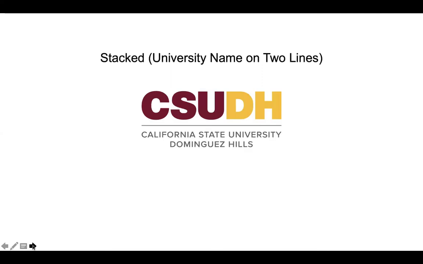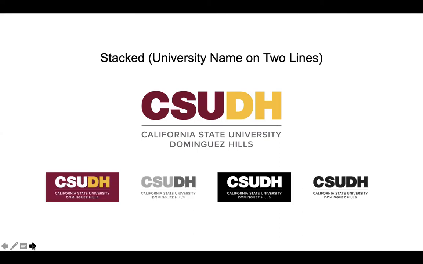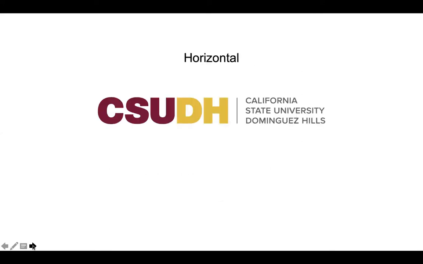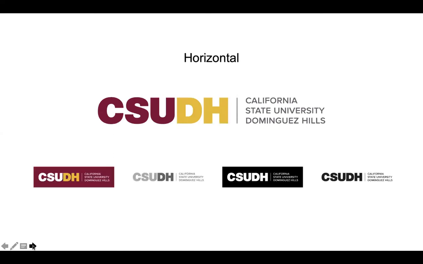The next variation of our logo is stacked with the university name on 2 lines. You'd use this when you need the university name to be read from a distance. So usually on university signage, we see this logo. It also has the same variations. Then we have the horizontal. You do want to use this format when it just works best for your layout.